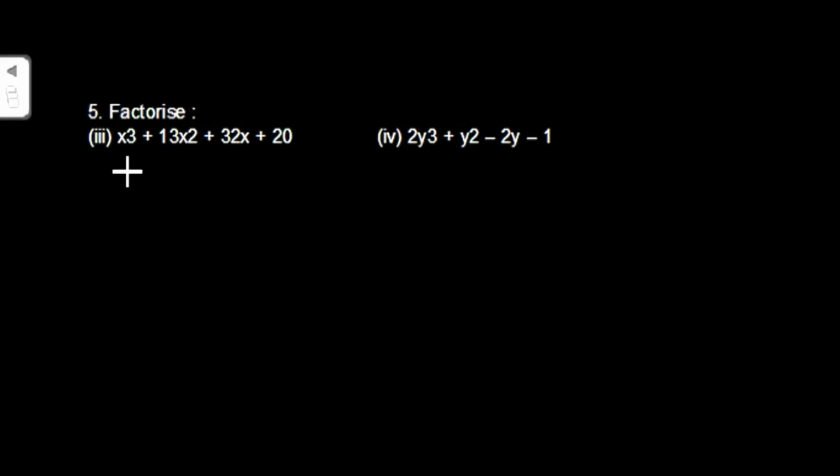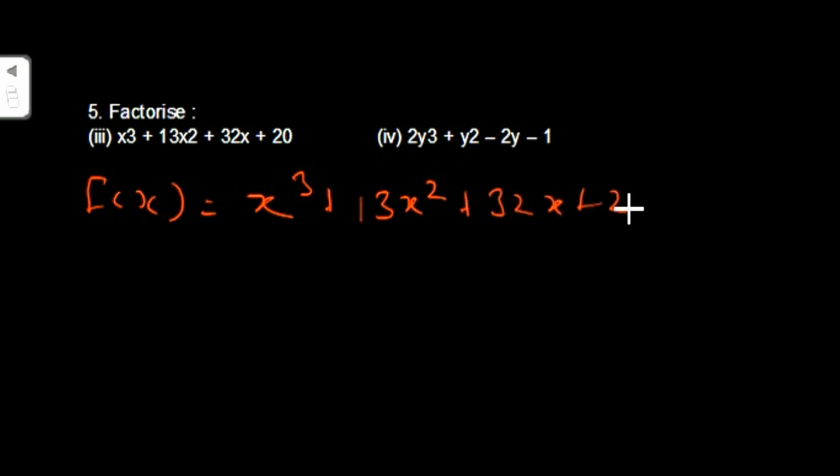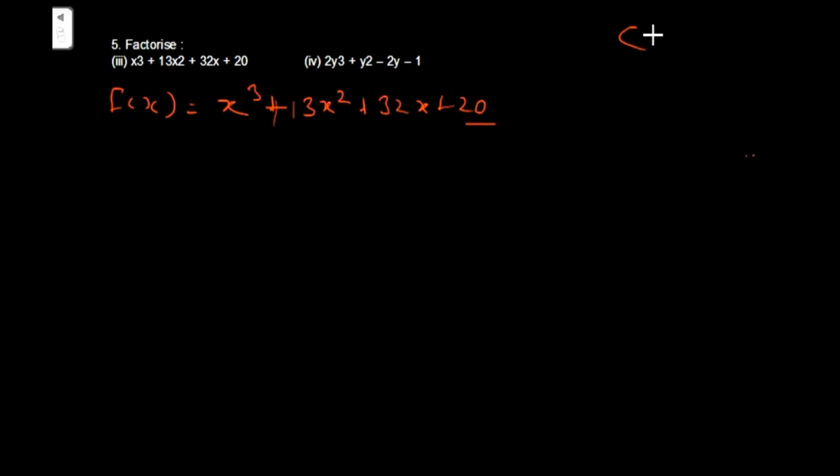So here we have a cubic polynomial. The first one is f(x) equal to x cube plus 13x square plus 32x plus 20. To factorize this polynomial, I have to use the factor theorem. For finding those factors, if I have to find a factor x minus a, what do I have to find? I have to find the value of a.